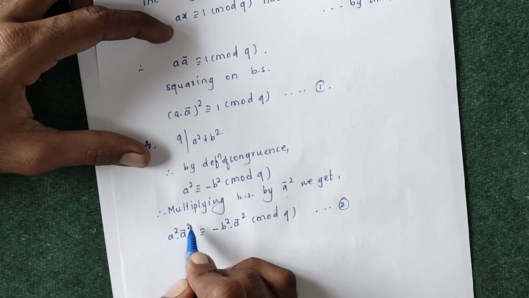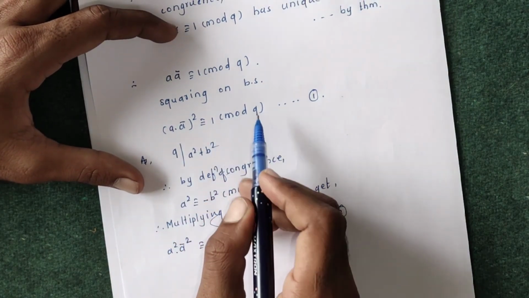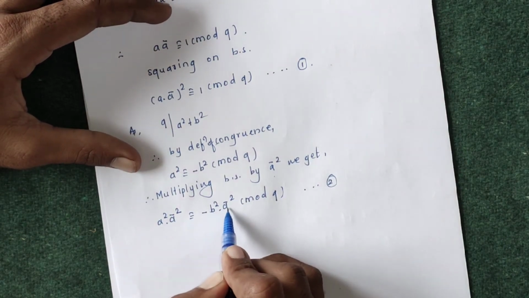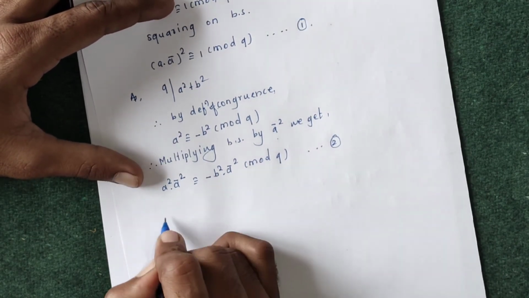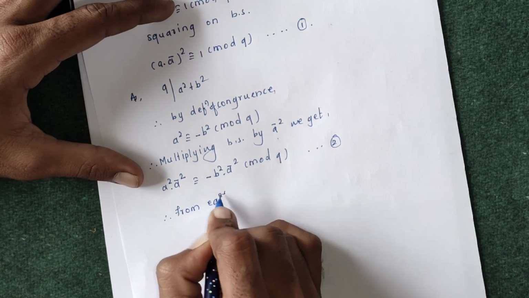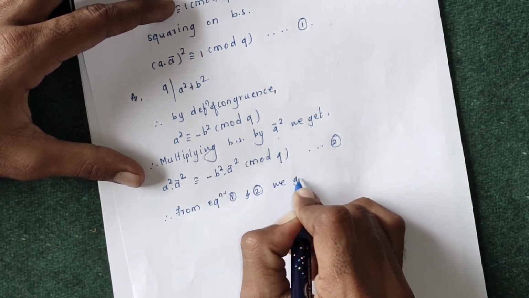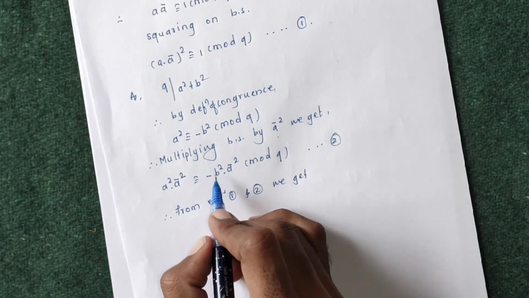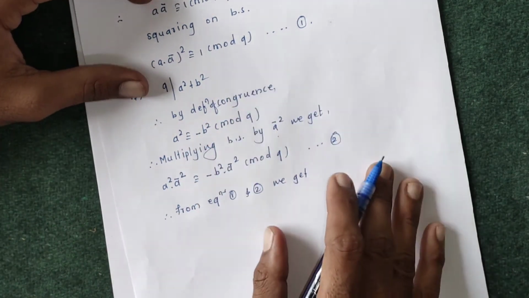A square into A bar square is A bar square. So A bar square is congruent to 1 modulo Q, and A square is congruent to minus B square, multiplied by A bar square, under modulo Q. So combining these congruences, from equations 1 and 2, we can write this: minus B square A bar square is congruent to 1 modulo Q.